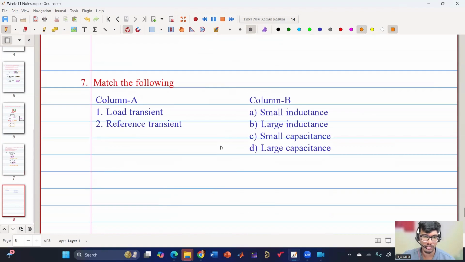Now we'll go to problem 7, which is again related to dynamic voltage scaling, involving both load transient as well as reference transient. If I want optimal performance for load transient, what are the requirements? And if I want optimal performance for reference transient, what are the requirements, so that I can achieve better transient performance for load as well as reference? How do we proceed with this? Any idea, or should I give a clue?